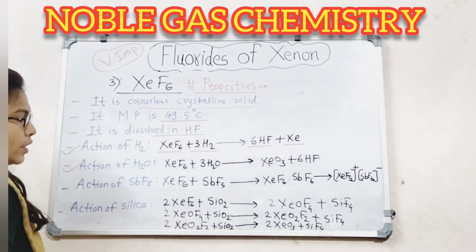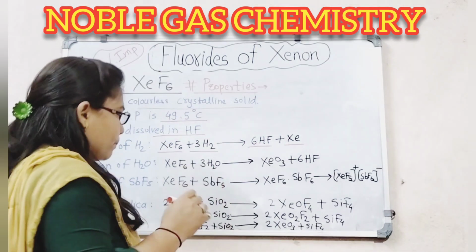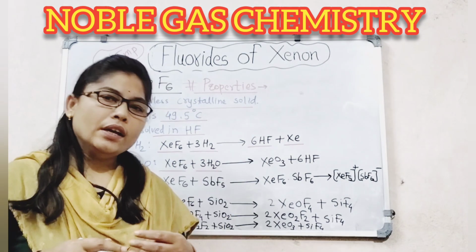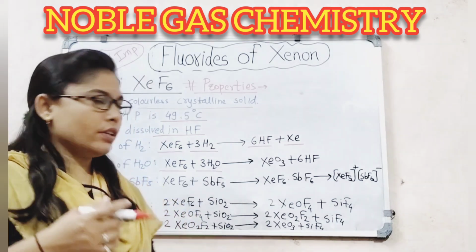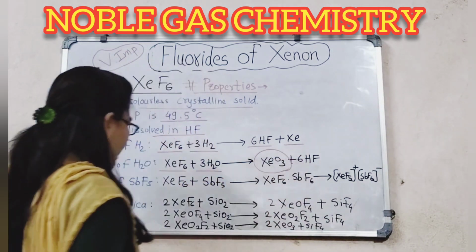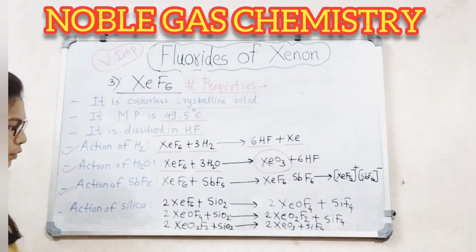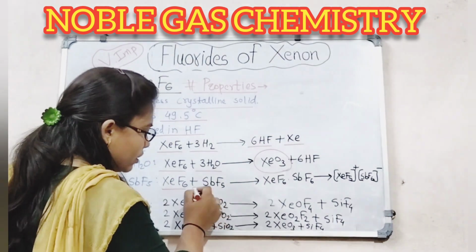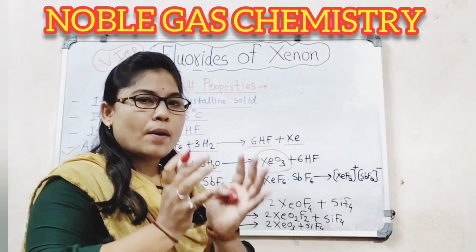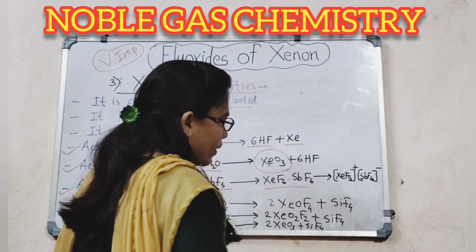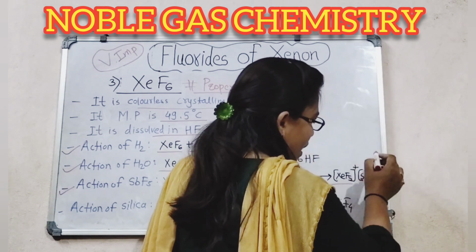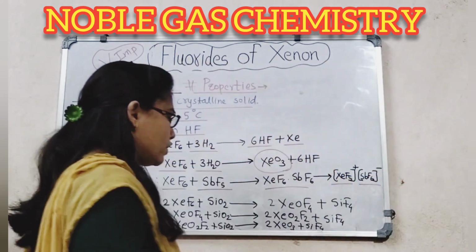Then action of water. When xenon hexafluoride reacts with water, it slowly undergoes a hydrolysis reaction and gives highly explosive xenon trioxide. Then action of SbF5. When xenon hexafluoride reacts with antimony pentafluoride, it gives an addition compound called an adduct. After dissociation of this compound, we get xenon pentafluoride plus and antimony hexafluoride minus.